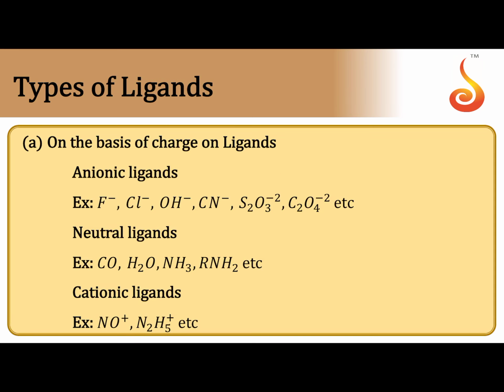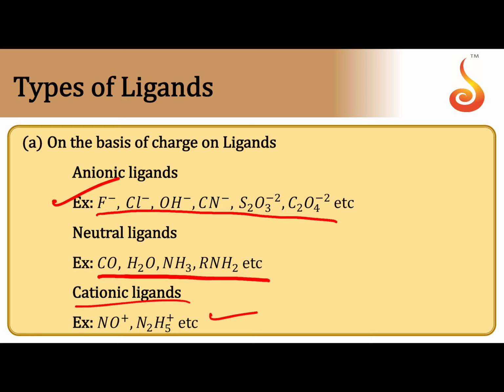Types of ligands based on charge: some ligands have a negative charge, they are anionic ligands; there are also neutral ligands. To become a ligand, a lone pair is definitely required. Among cationic ligands, examples are NO+ and N2H5+, the hydrazinium ion.